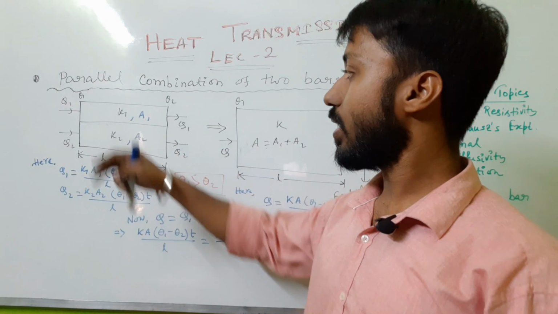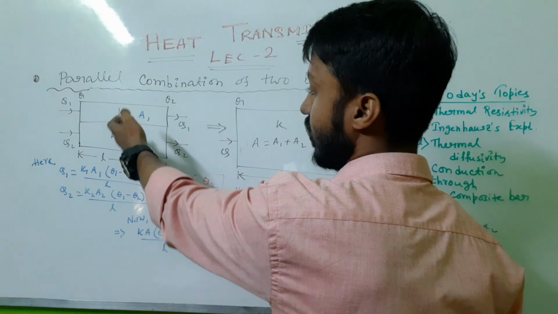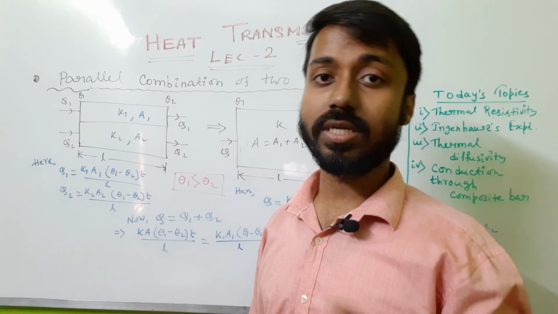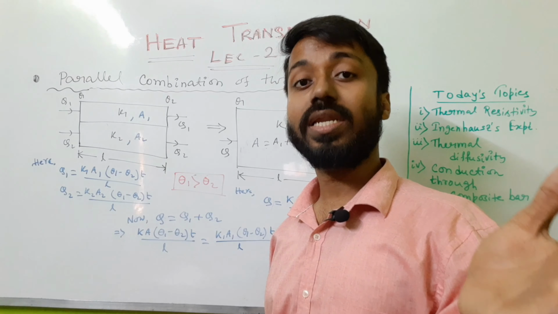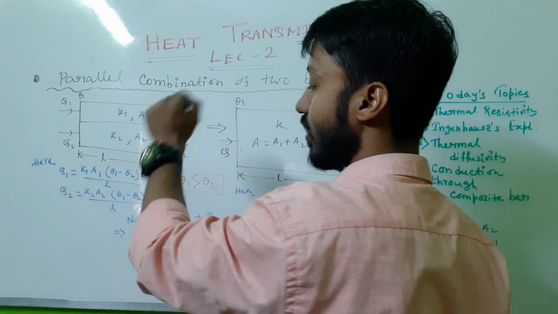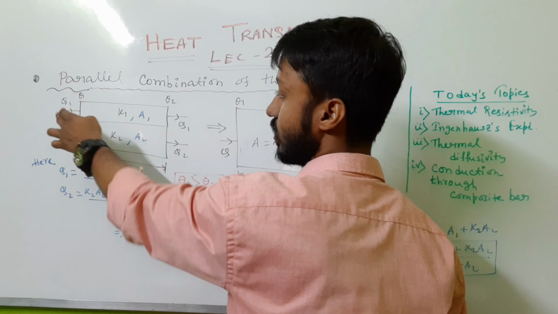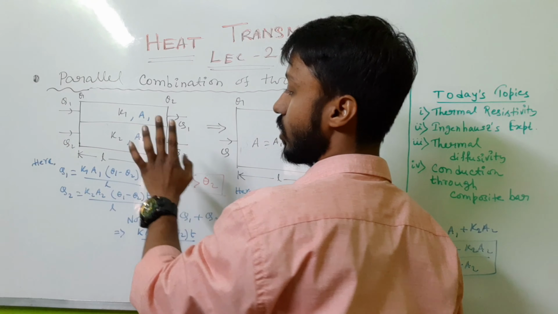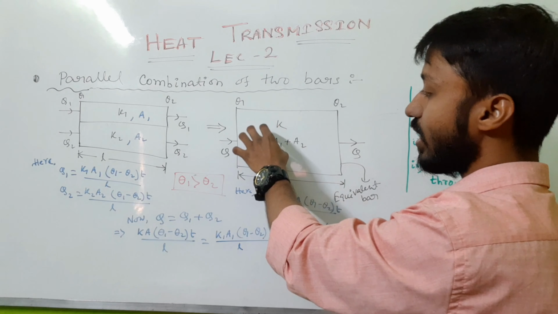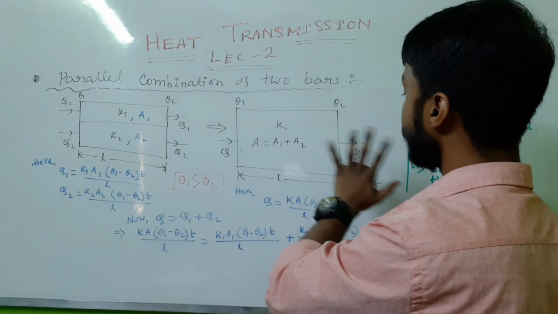These two are parallel bars having different cross-sectional areas, that is A1, A2. Conductivity is different. Here length will be same. In the series combination, length was different, cross-sectional area was same. Here the reverse will happen. So theta 1, theta 2 temperature difference, and definitely theta 1 will be greater than theta 2. Heat entering and exiting is Q1, and for this slab is Q2. In the case of the equivalent bar, theta 1, theta 2, conductivity K, its area will be the total of the areas of these two slabs. So Q is the heat.